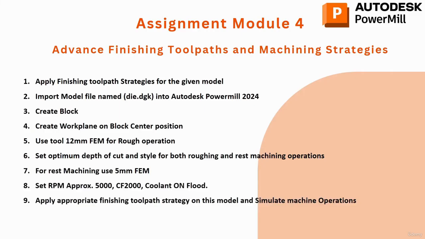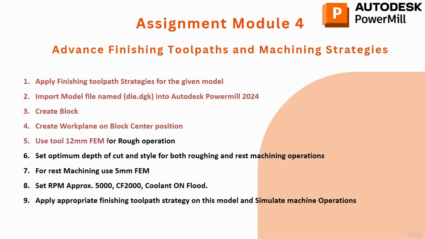So here are the instructions for the assignment in module number 4. You have to apply the finishing toolpath strategies for the given model, and you have to import the model, which is named die.dgk, into Autodesk PowerMill. You have to follow the steps: create the block, create a work plane at the block center position. You have to use the tool which is a 12mm flat end mill for roughing operations.